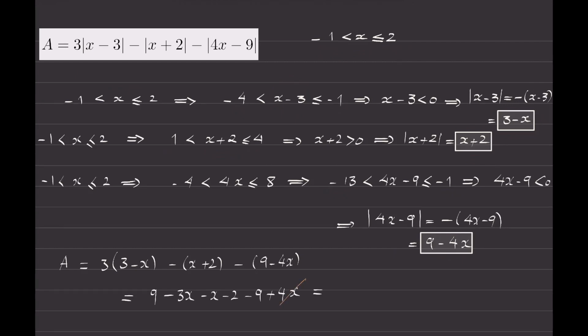This plus 4x, minus x, minus 3x are gone, minus 9 and 9 are gone, so what is left for me is just simply minus 2. And this is the answer to my problem.